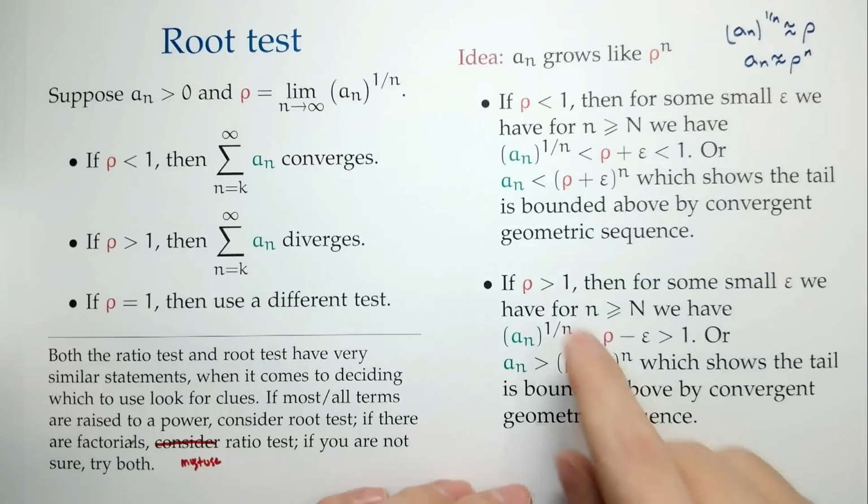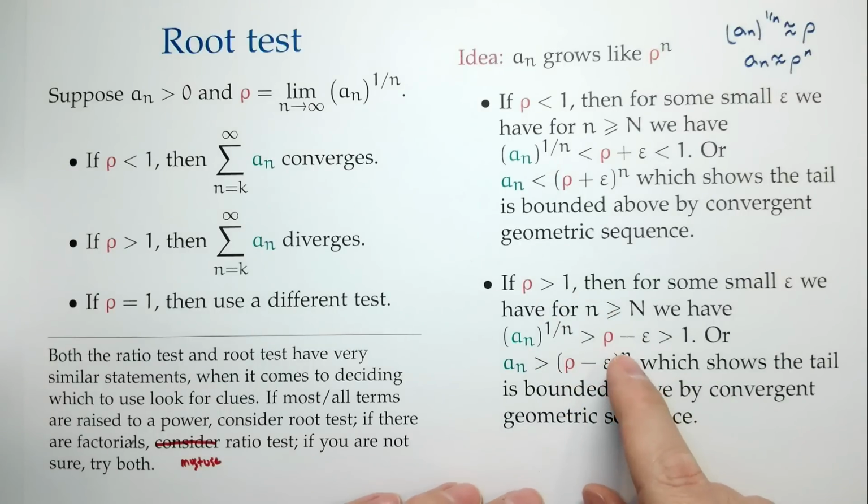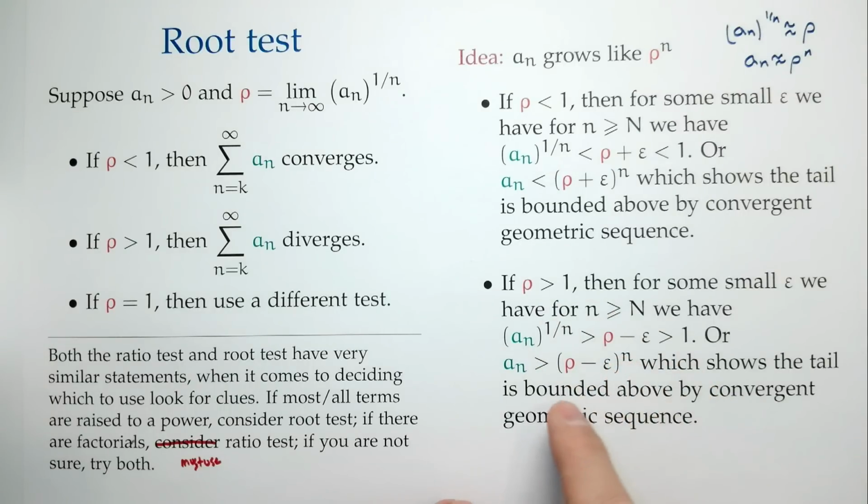And if you're above 1, again, you get a little bit of wiggle room. You can say, hey, rho minus epsilon is above 1, which means that the terms, they're getting big. And they're going to blow up. And in fact, if rho is greater than 1, then the nth term test kicks in, and it says, hey, these terms get huge. So it's going to be the case that a sub n goes off to infinity. Again, if rho equals 1, you're out of luck. No hope. No hope at all. All right.